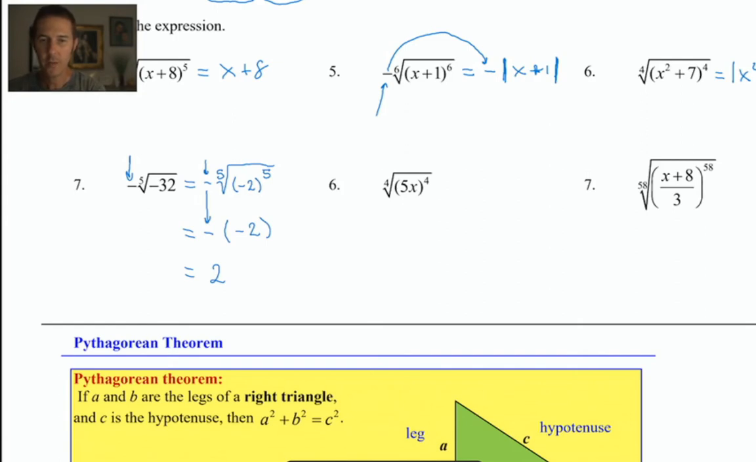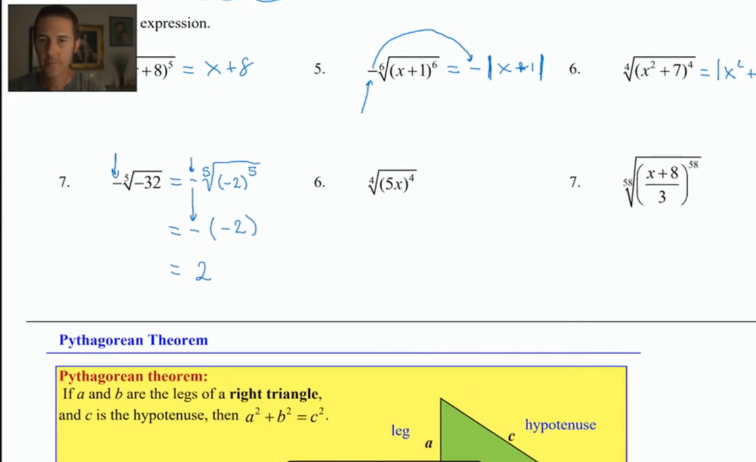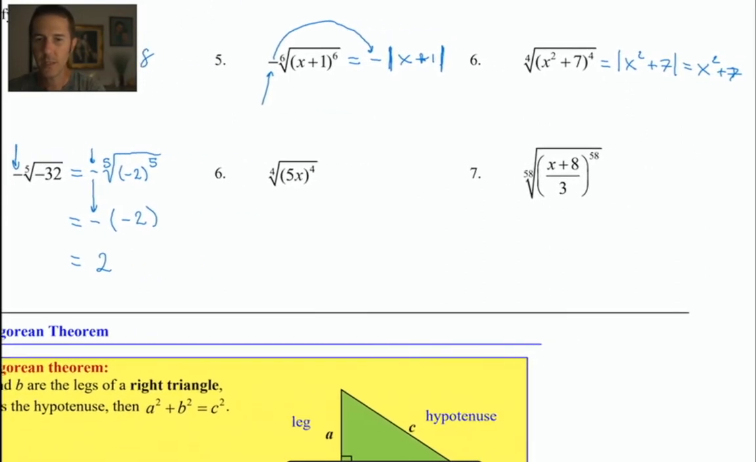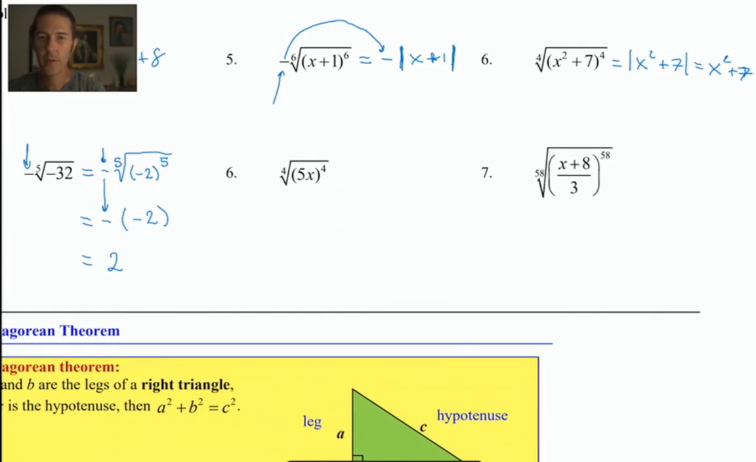Number 6 is the absolute value of 5x. Number 7 is the absolute value of x plus 8 over 3. Those ones are pretty straightforward.